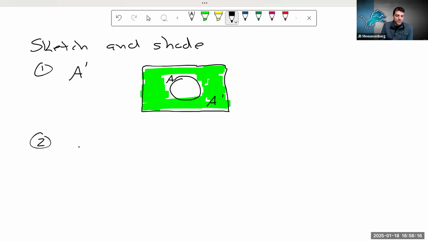So what if we do this? What if we have A union B, and I put that in parentheses, and then I put my little complement tick mark outside? Can you figure out what that might look like? So take a second, give it a shot.